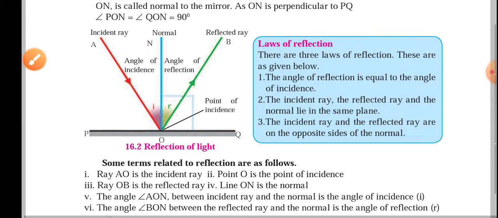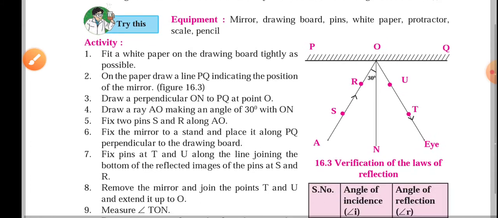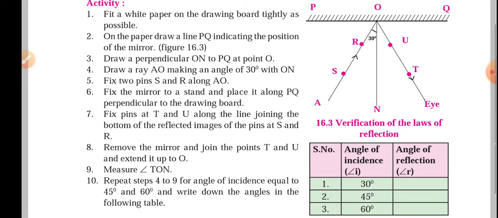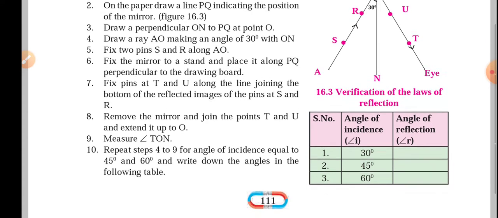Let's go ahead. Further, they have given one activity, and in a simple way you can complete this activity, because it's a simple task. You have to place the mirror, then the pins, you have to observe from the other side, and then you have to draw the diagrams for it. Let's go ahead.